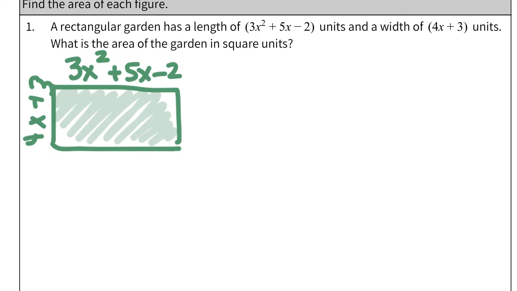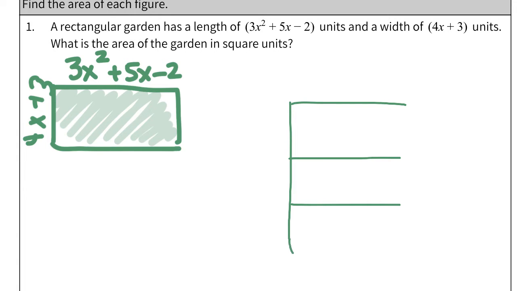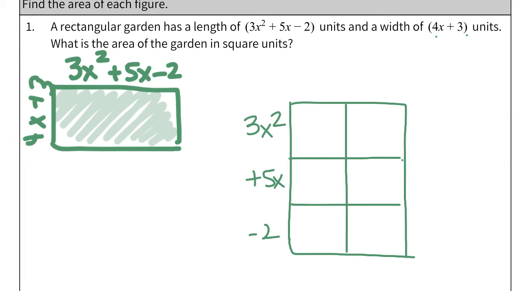So yesterday we learned the box method, so I think for this one the box method would be a lot easier because it's shorter. So my first polynomial has 1, 2, 3 terms. So when I do my box, it needs to have 3 rows. So kind of like this. And I'm going to label those rows 3x squared plus 5x and minus 2. Then my second binomial has 2 terms, so I need to have 2 columns. So close enough. 4x plus 3.